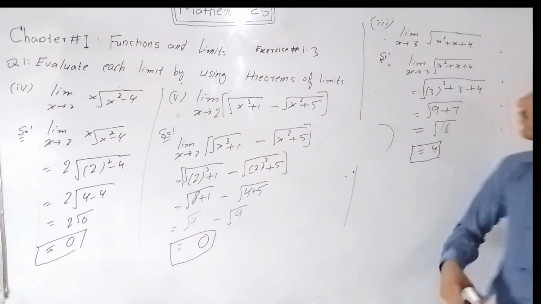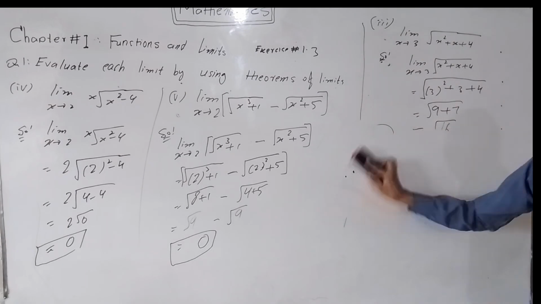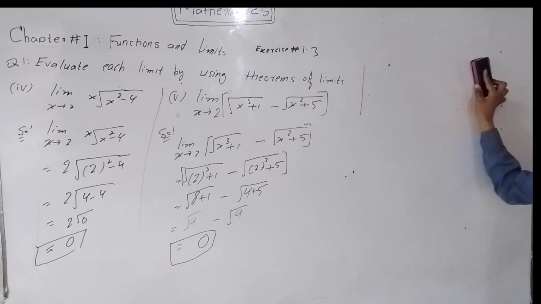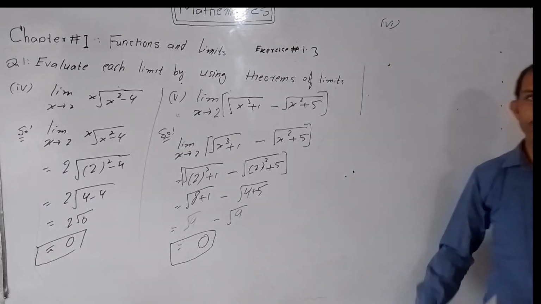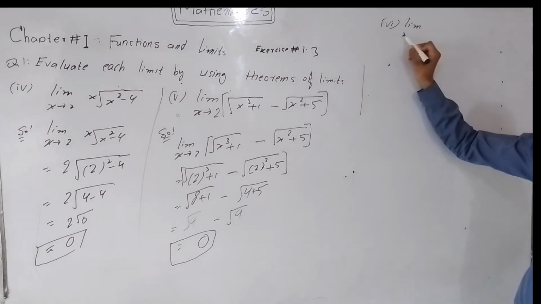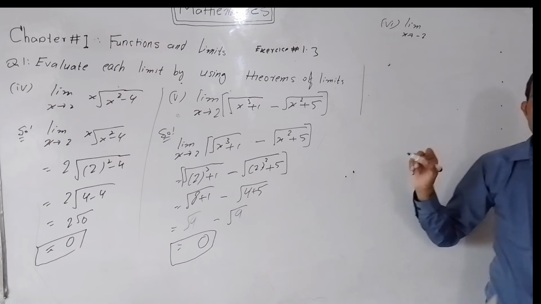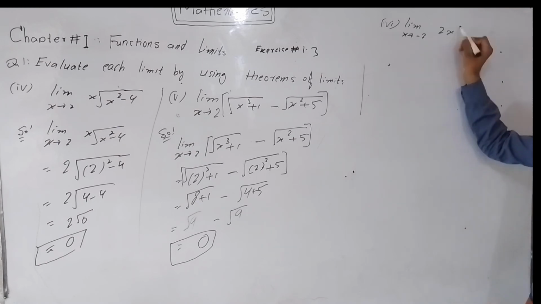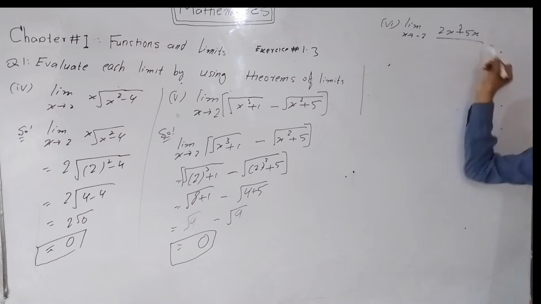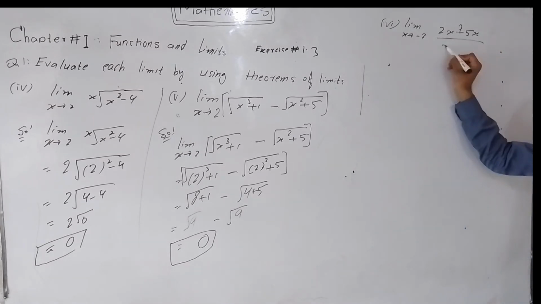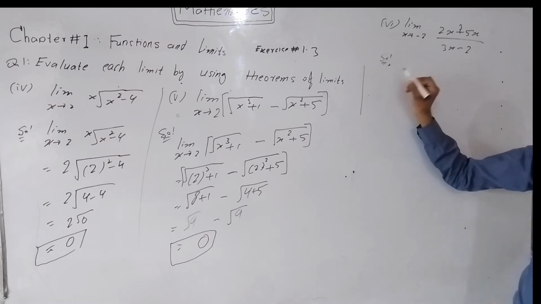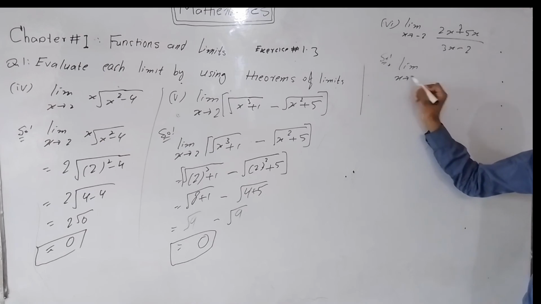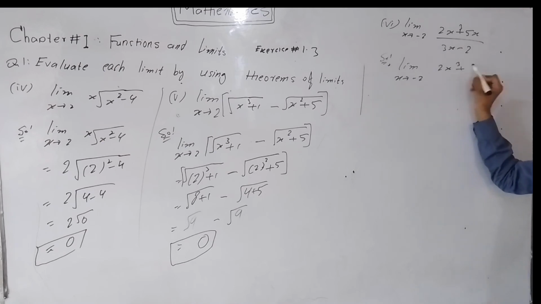Next, part number 6. Limit x approaches to minus 2 of x cube plus 5x divided by 3x minus 2. Solution: limit x approaches to minus 2 of x cube plus 5x divided by 3x minus 2.